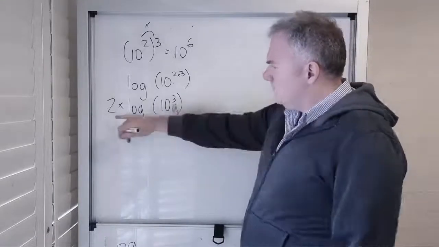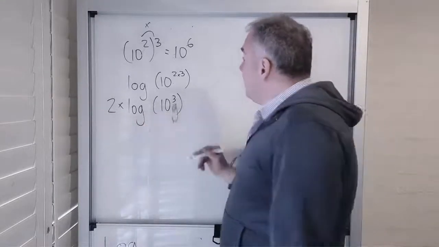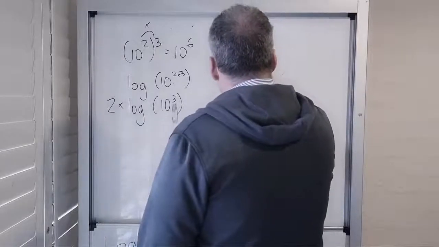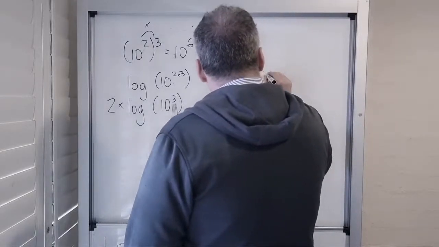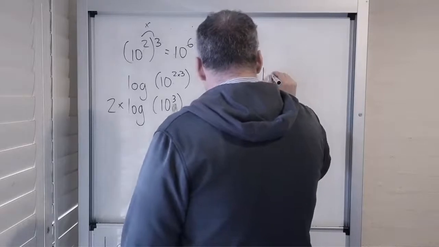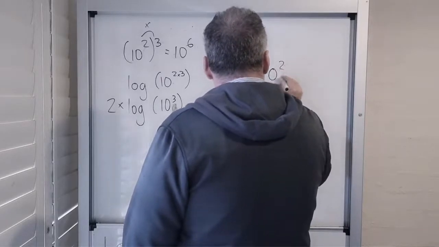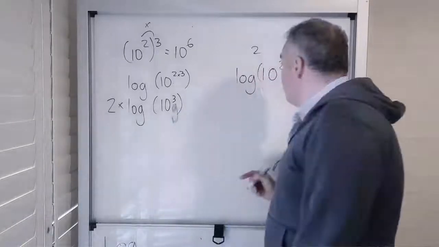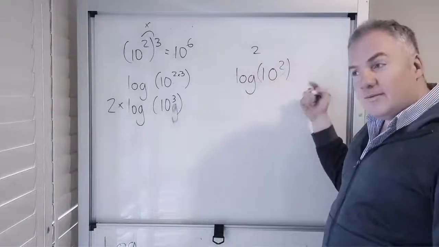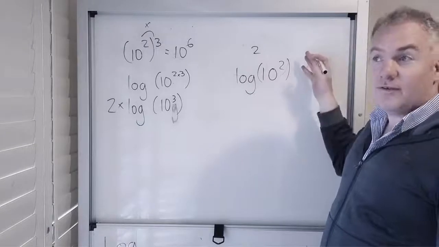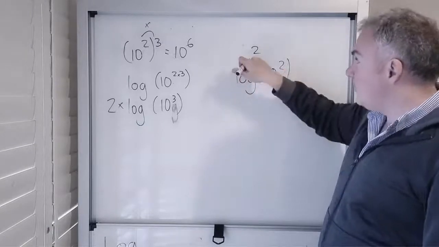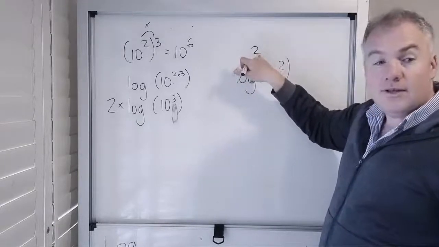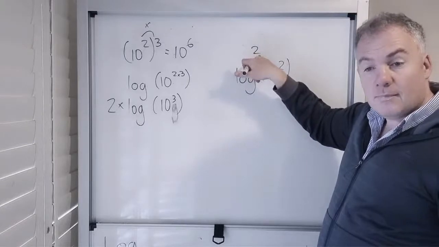This is because log 10 to the 2 all equals 2. How many times do you times 10 by itself to get to 10 to the 2? Obviously 2 times. So all of it is 2. Yeah?